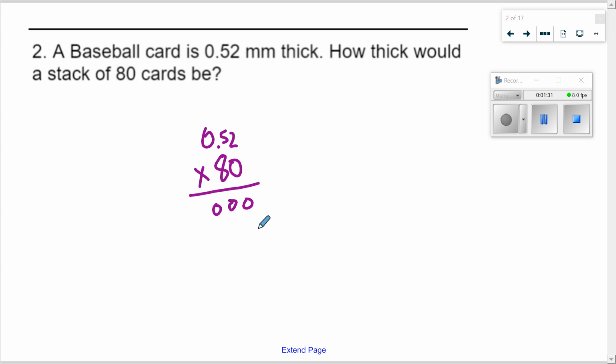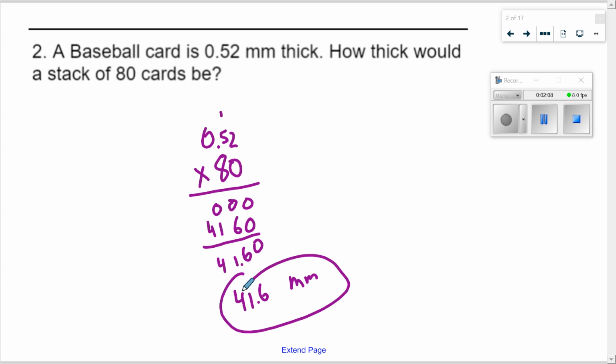All right. This would be 0 times 2, 0 times 5, 0 times 0. So this entire row is zeros, and then I have to put a 0 there for the place value. 8 times 2 is 16, carry the 1. 8 times 5 is 40, plus 1 is 41. So my digits are 0, 6, 1, and 4. But my place value has to go 1, 2 decimal places. So 1, 2 decimal places brings me here. So the answer is 41.60 or 41.6 millimeters thick.